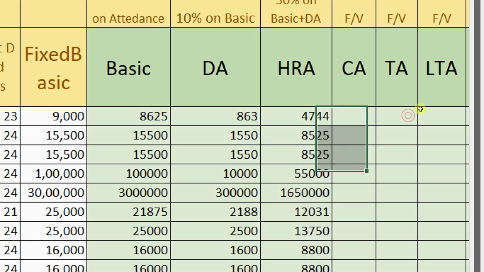Next. What is next? CA. Remember? CA. Conveyance allowance is for commuting expenses. Commuting expenses is the amount you spend to reach from your residence to workplace, and workplace to residence.